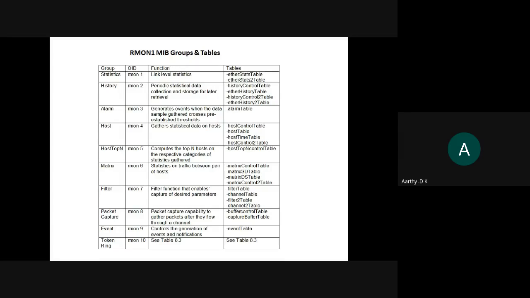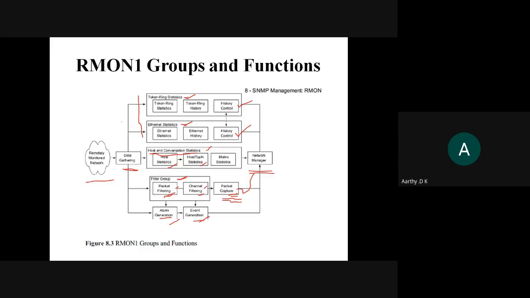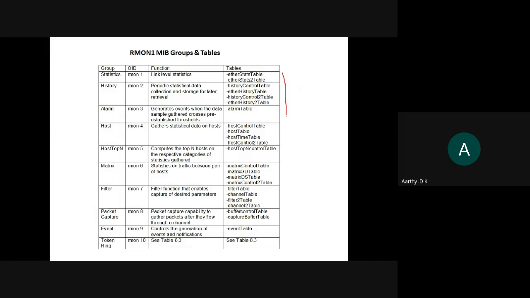As I told you earlier, we have this entry status, which is nothing but the status of your table. I was telling you that you have a new entry, you are deleting it, it is under progress, all those things. In which table it is stored is given here. These tables we have for the particular group. The statistics group's object ID is remote monitor 1. It is link level statistics, the basic level statistics. Here you can see the ether stats table and the ether stats 2 table.